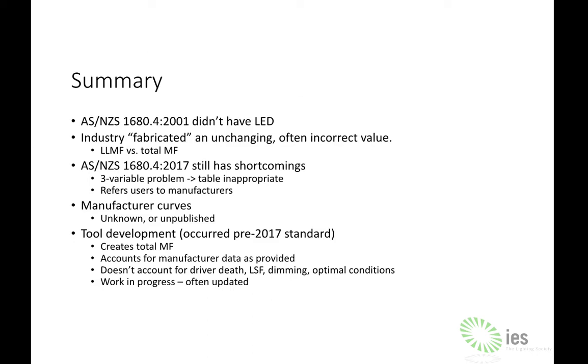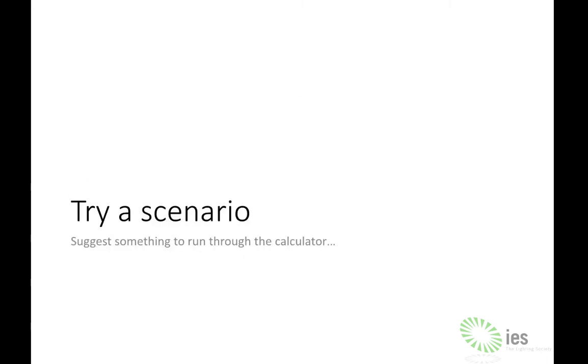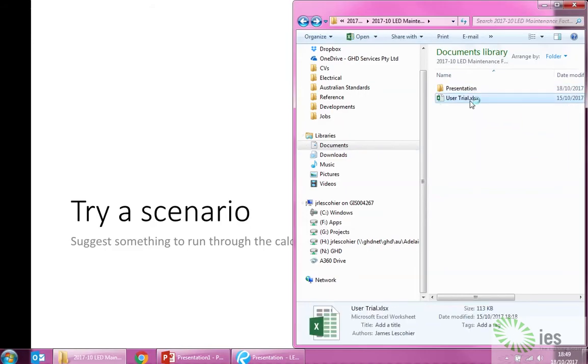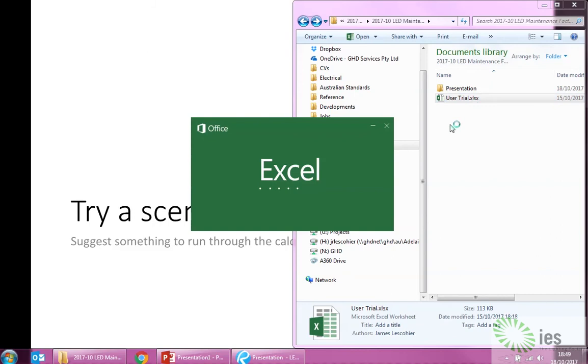My tool doesn't account for driver depth or LSF or dimming or optical conditions, and it's a work in progress. I'm getting in there probably about once a month and tweaking something on the back end to try and make it work a little bit better at a time. I really want you guys to shout out some numbers at me and we throw it into our calculator and see what happens. So that's the fun part of today.